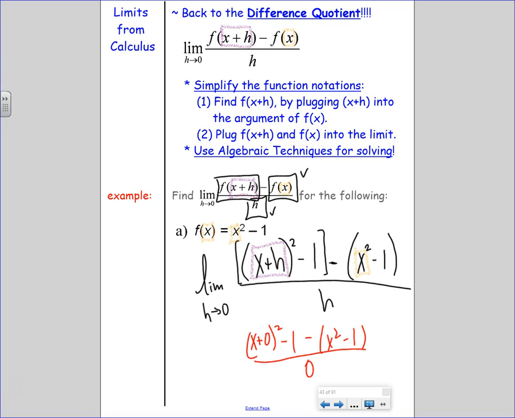What's the struggle? It's divided by 0 and check it. What's x plus 0? Isn't that just x? So isn't it x squared minus 1 minus x squared minus 1? Keep going, but how? Factor.